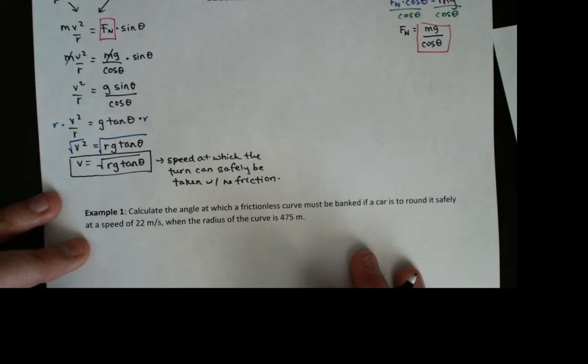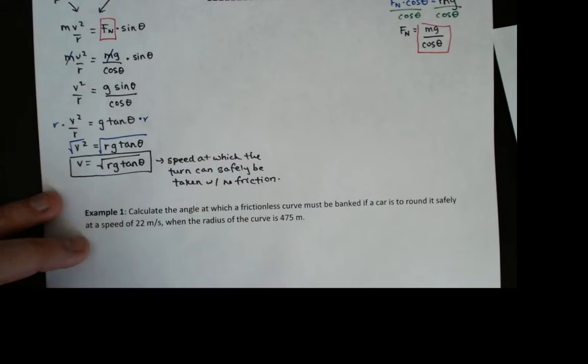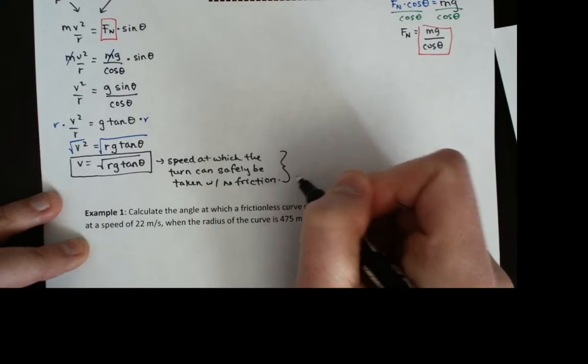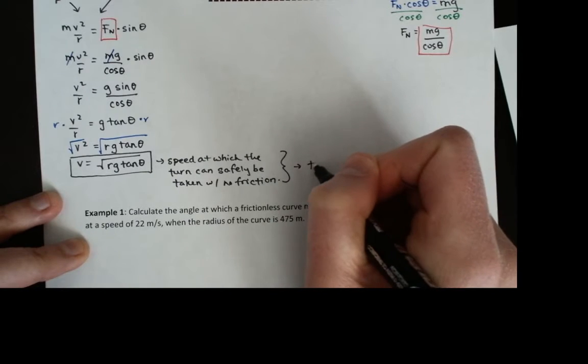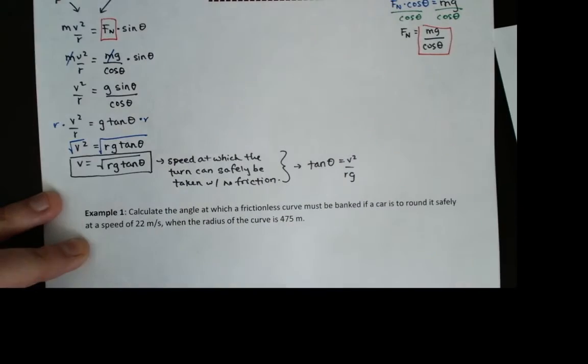Okay, we can also rearrange this equation. Another useful form of it is if we have tan theta by itself, because sometimes you'll be asked what's the angle that the highway needs to be banked at to navigate the turn at this particular speed. So that turns into tan theta equals v squared over r times g. Okay, if you don't believe me, you can do it yourself. Move it from here to there.